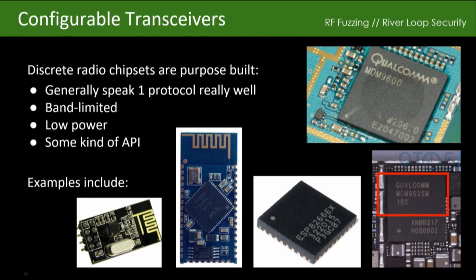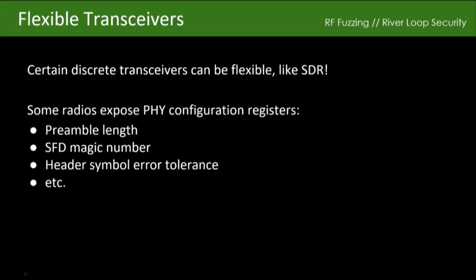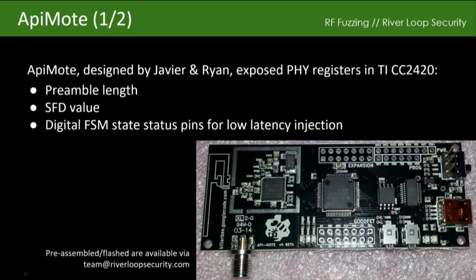Some examples of these powerful but inflexible transceivers are things like LTE basebands that are used in cell phones, like the two that we have on the right there, the NRF24 chip on the left, and an ESP for 802.11. These are good chips, but they don't really suit our purpose when it comes to fuzzing the physical layer. However, there's a certain class of hardware-defined transceivers that have a lot of flexibility and can be used in a manner that's almost similar to software-defined radio. They have some very SDR-like features built into them. The first radio I'm going to talk about exposes PHY configuration via registers in a very powerful way. So we're going to talk quickly about the API mode, which is a board that Ryan designed.